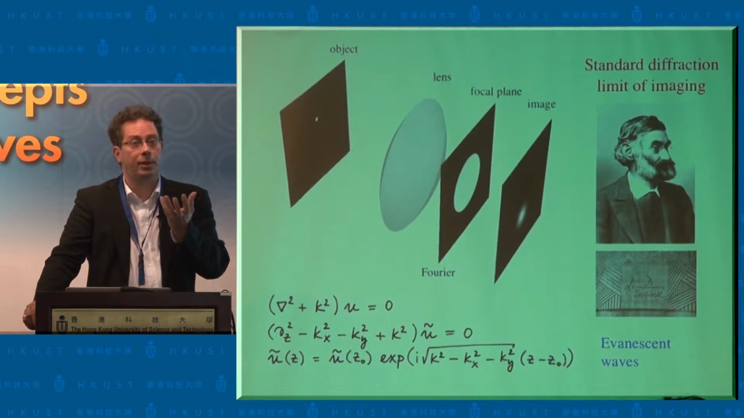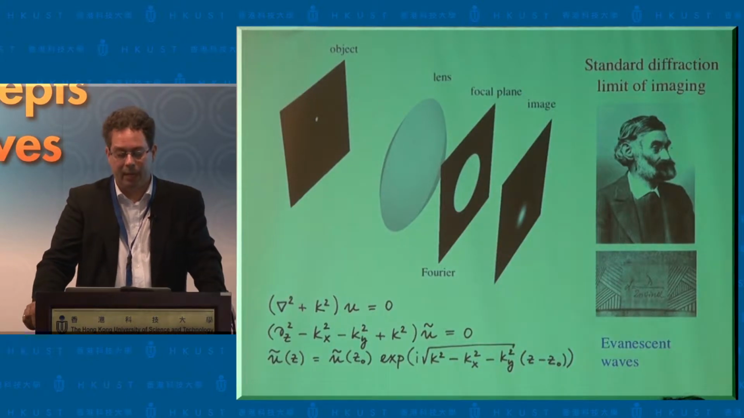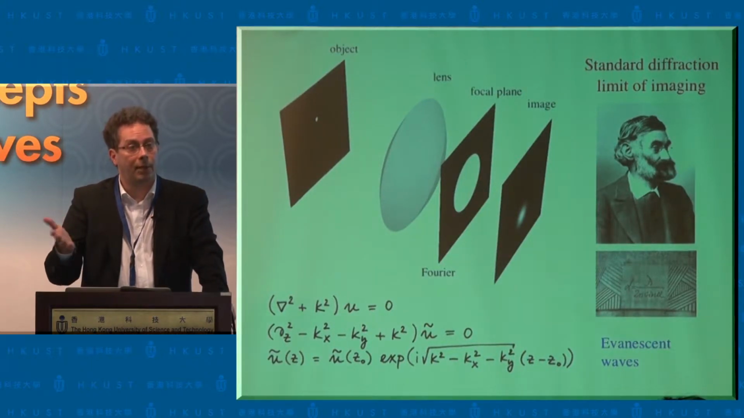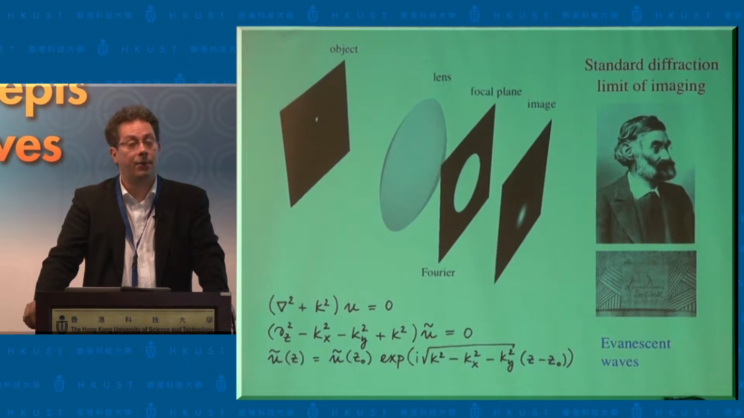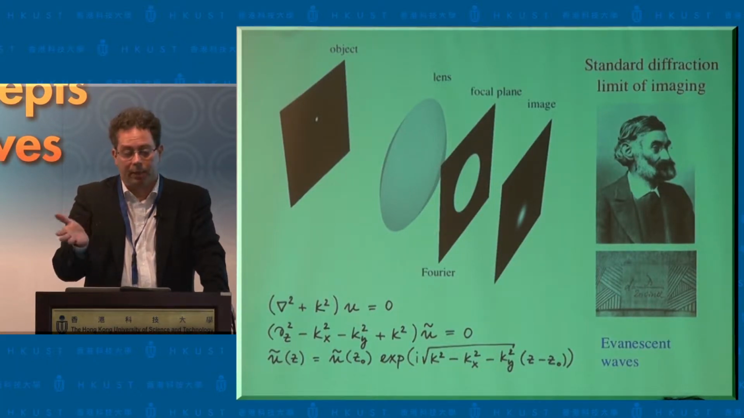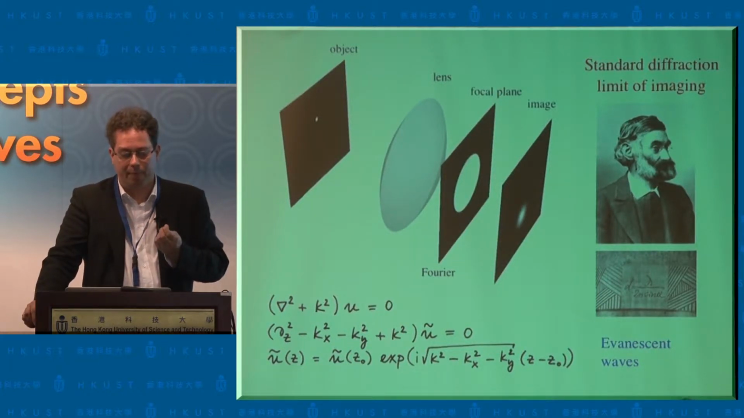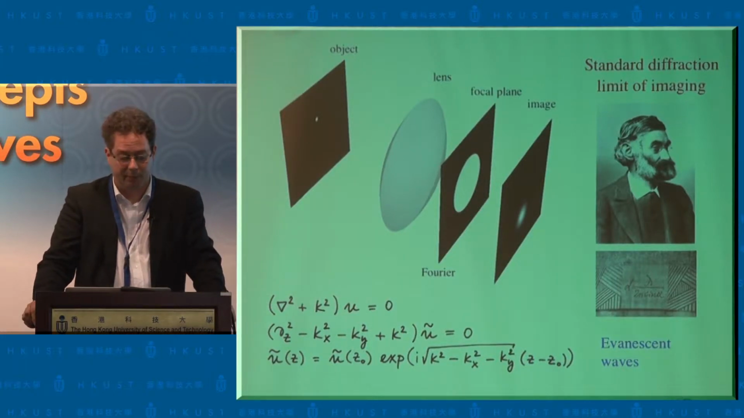These are the components that contain the information about very fine details of your image. They correspond to what is known as evanescent waves. So they are decaying waves. They are no longer there in the Fourier spectrum. And then what the lens does is it simply performs a Fourier transformation of the far field into the image. If those Fourier components are missing, clearly you don't get a perfect spot anymore.